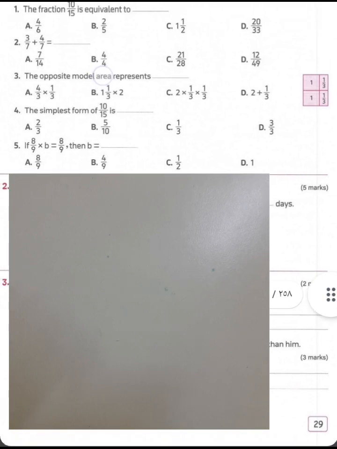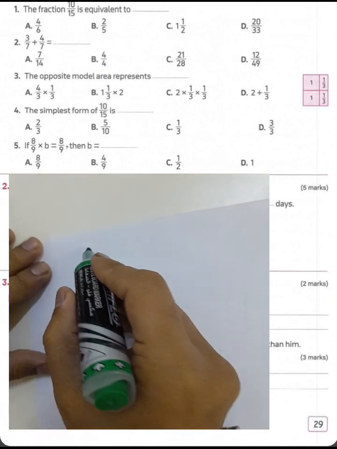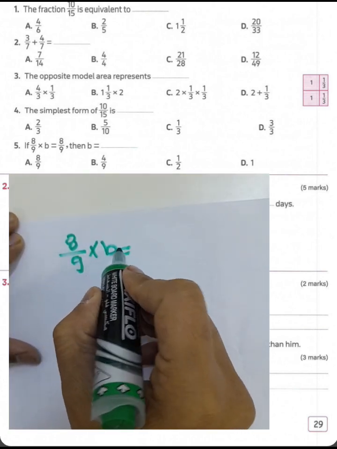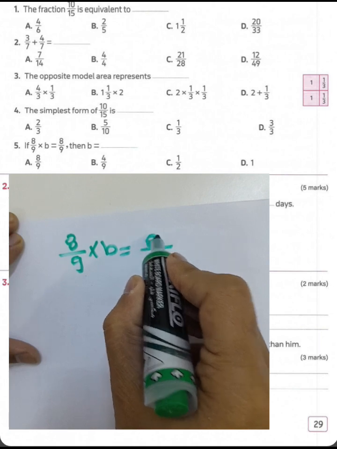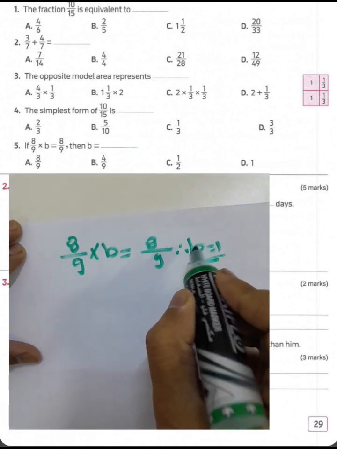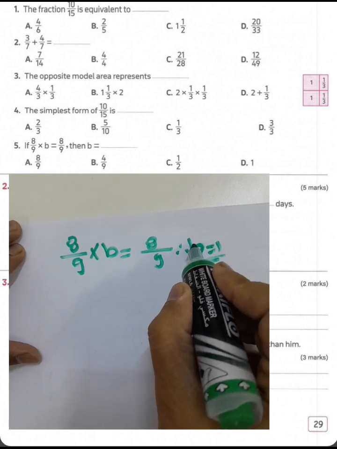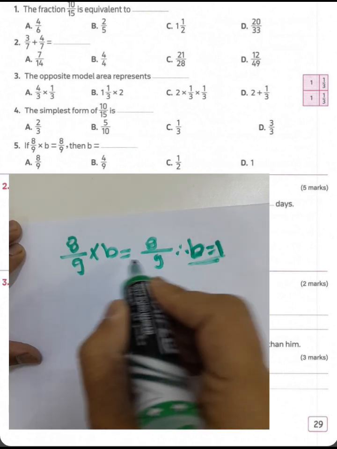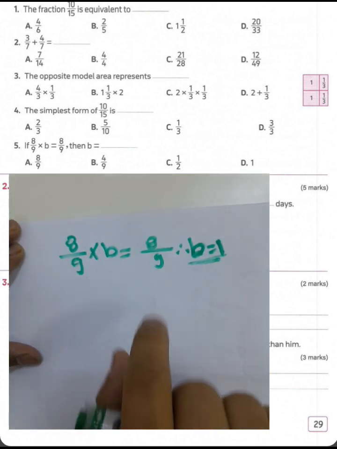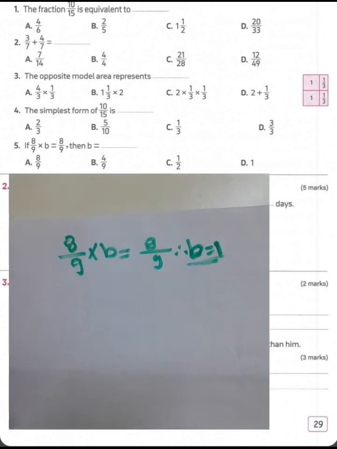Number 5. If 8 over 9 times b equals 8 over 9, then b equals space. We have 8 over 9 times b equals 8 over 9, then the value of b here will be 1, the multiplicative identity. 1 times 8 over 9 will be 8 over 9, then the value of b equals 1.